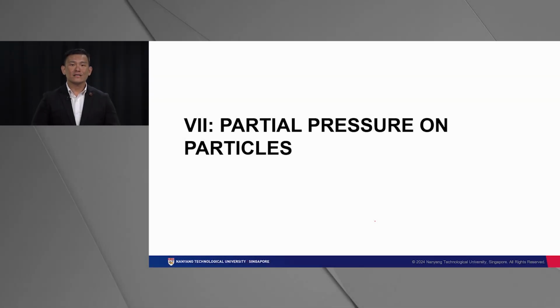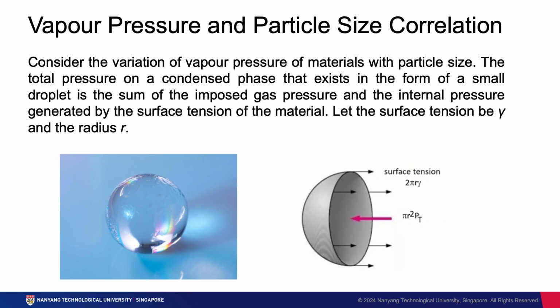So now let's explore what happens when partial pressure acts on small particles. Let's consider how vapor pressure can affect a particle size. Let's consider this droplet of water. What you don't see is pressure acting on the droplet of water from all sides.